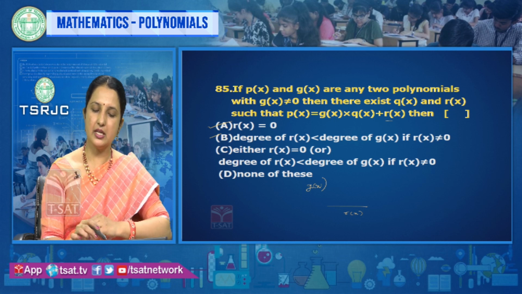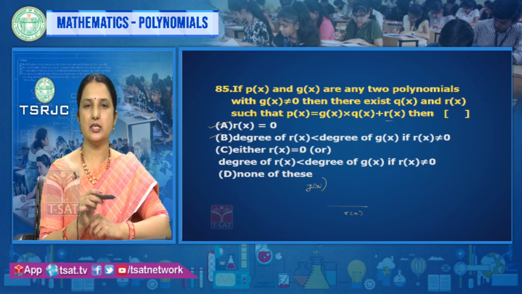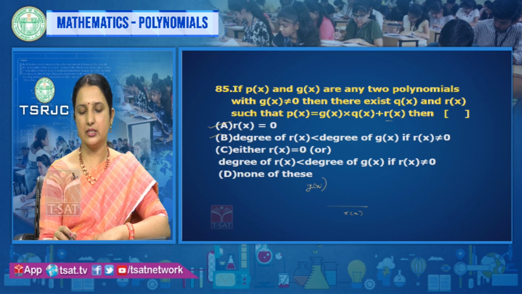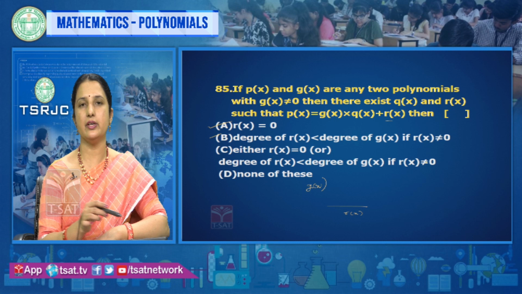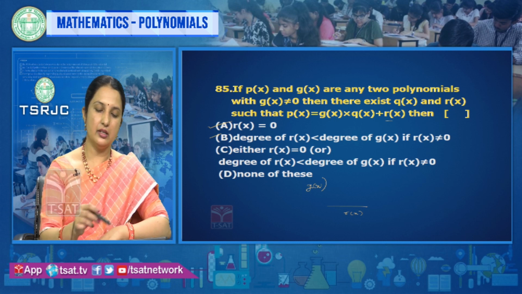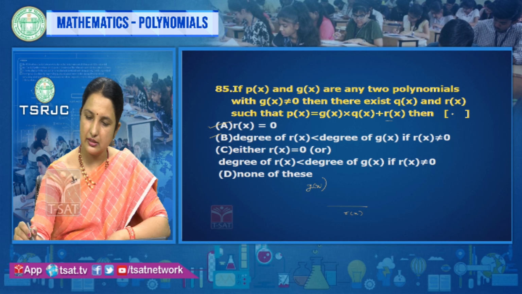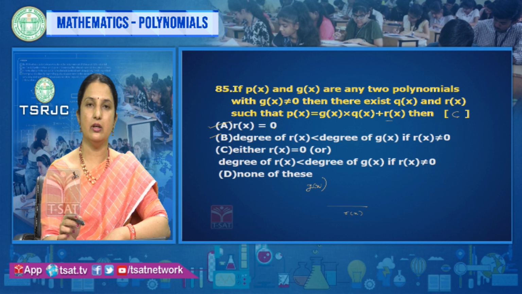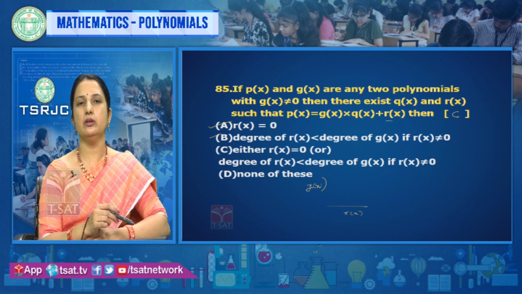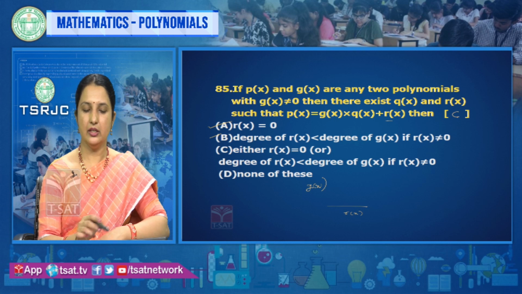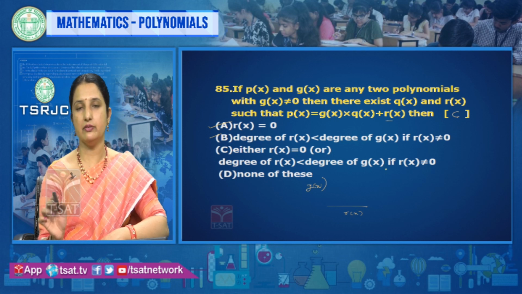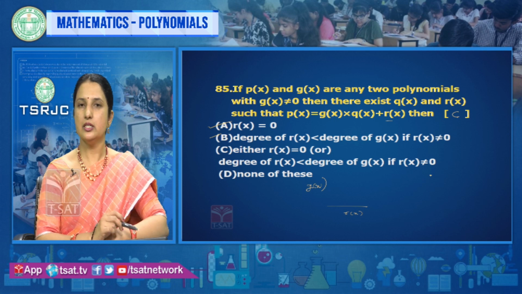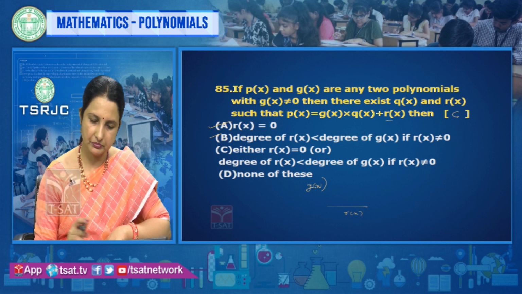See, so option C is what is given. Either r of x equals 0 or degree of r of x is less than degree of g of x if r of x is not equal to 0. So option C is the exact answer. Because sometimes r of x equals 0, but when it is not equal to 0, this condition will be satisfied. So either r of x equals 0 or degree of r of x is less than degree of g of x if r of x is not equal to 0. This option C is the correct one.